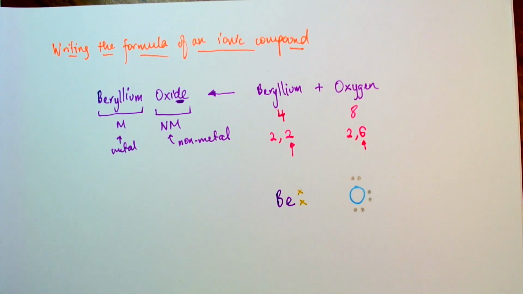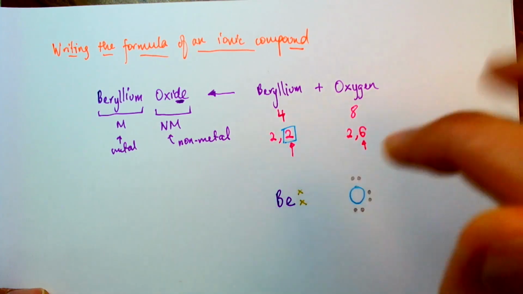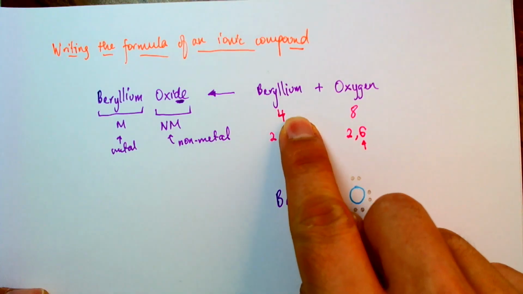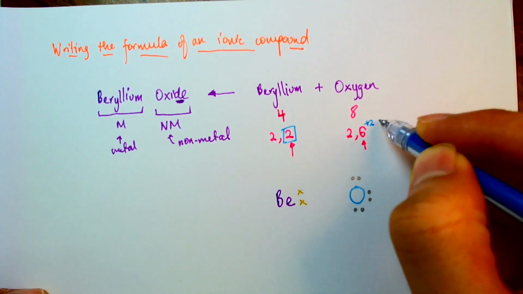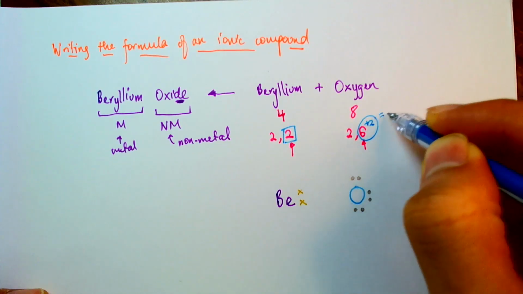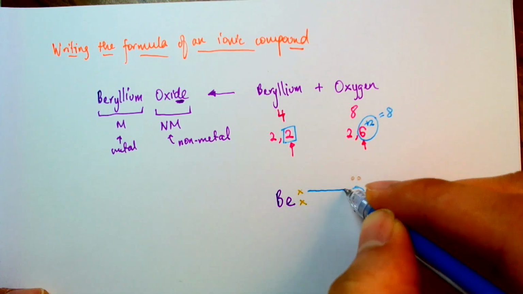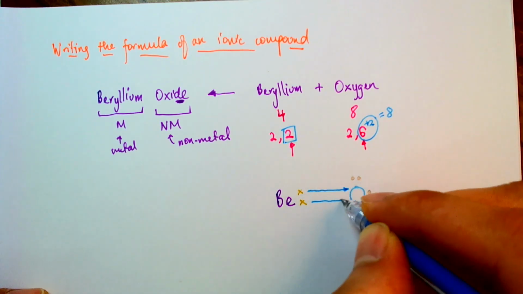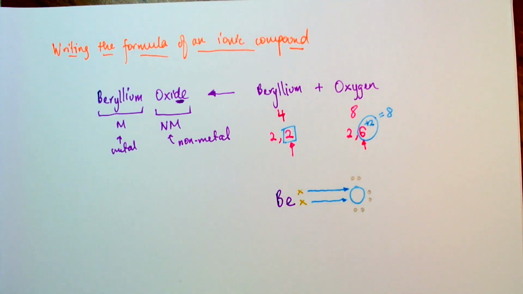So beryllium will want to give up its 2 electrons so that its outermost shell is full, and oxygen is going to want to add 2 electrons so that it's got an overall 8 electrons in its outer shell. So they become good friends, and beryllium can give its electrons to oxygen.